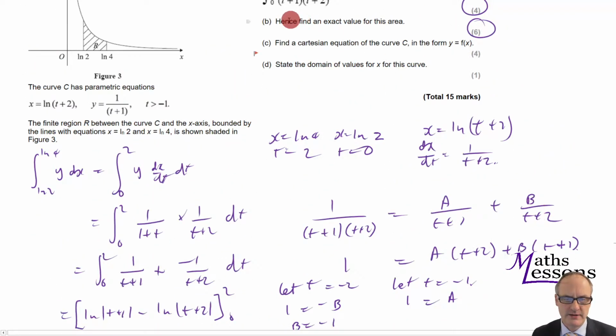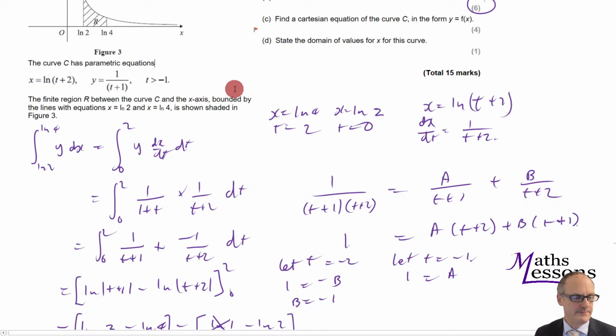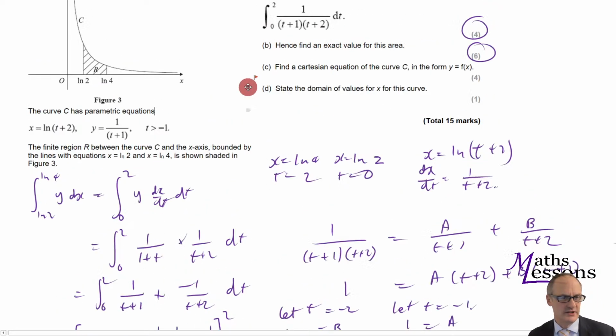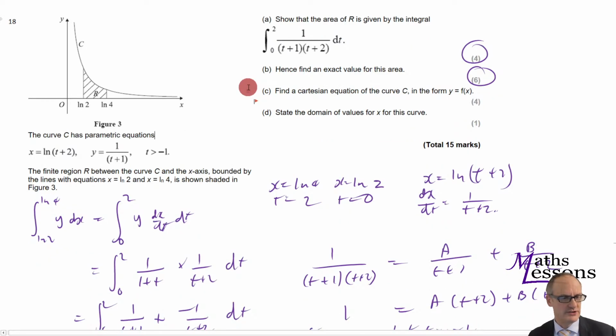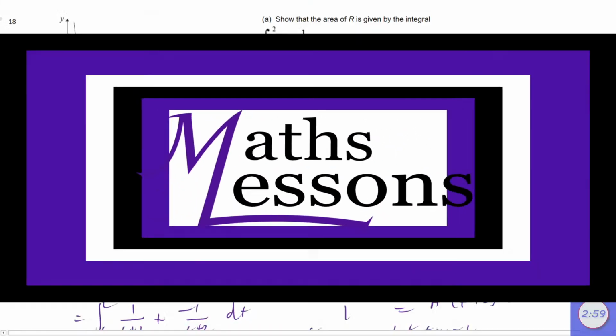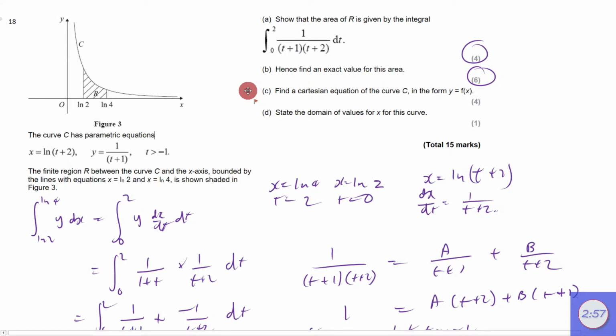So bearing that in mind, find the Cartesian equation in the form C and state the domain. That's a 5 mark question. I'm only going to give you 3 minutes to give it a go now and see where you get to, and then I will go through that. I'm going to scroll up to the top part of the question so you can see that. Off you go.